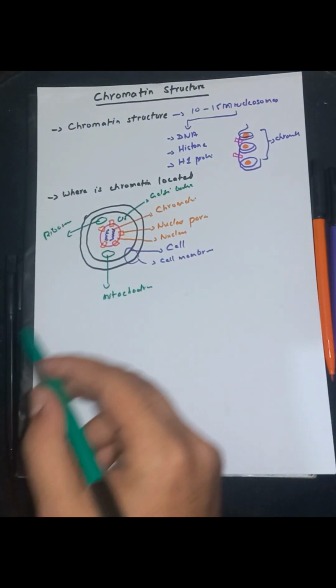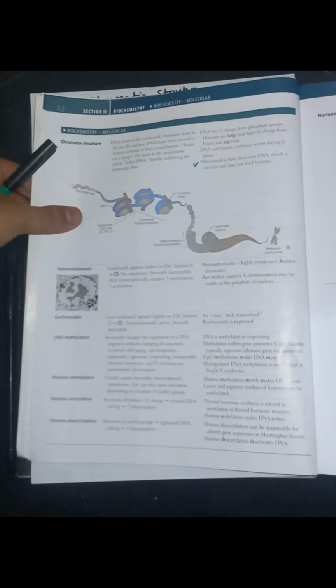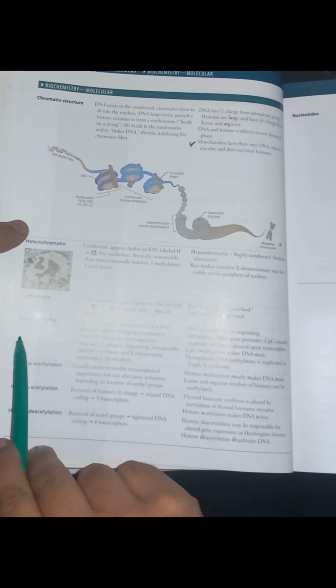So now let's move on to our next step in our USMLE biochemistry book. This is our book here. And what is the next topic here? You can see it is heterochromatin and euchromatin. After chromatin structure, which we discussed in the previous video, our next topics are heterochromatin and euchromatin, DNA methylation, histone methylation, histone acetylation, and histone deacetylation. Now we are going to cover these topics and understand them correctly.